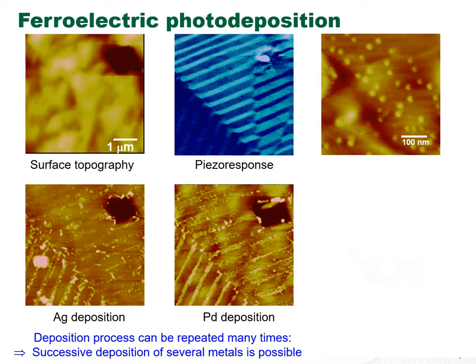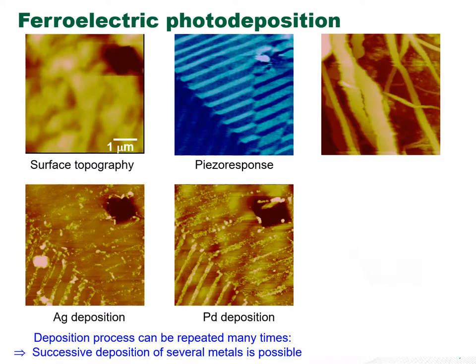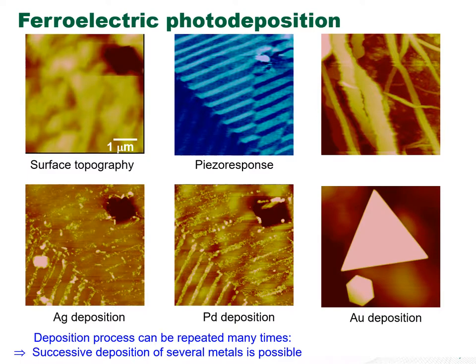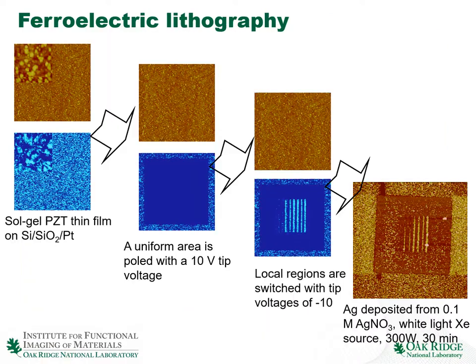The exact morphology of the metal particles will be dependent, obviously, of metal and deposition conditions, and can be very beautiful. It can be the nanoparticles for silver, it can be wires for palladium, it can be the large triangle or hexagonal particles for gold, and so on and so forth.